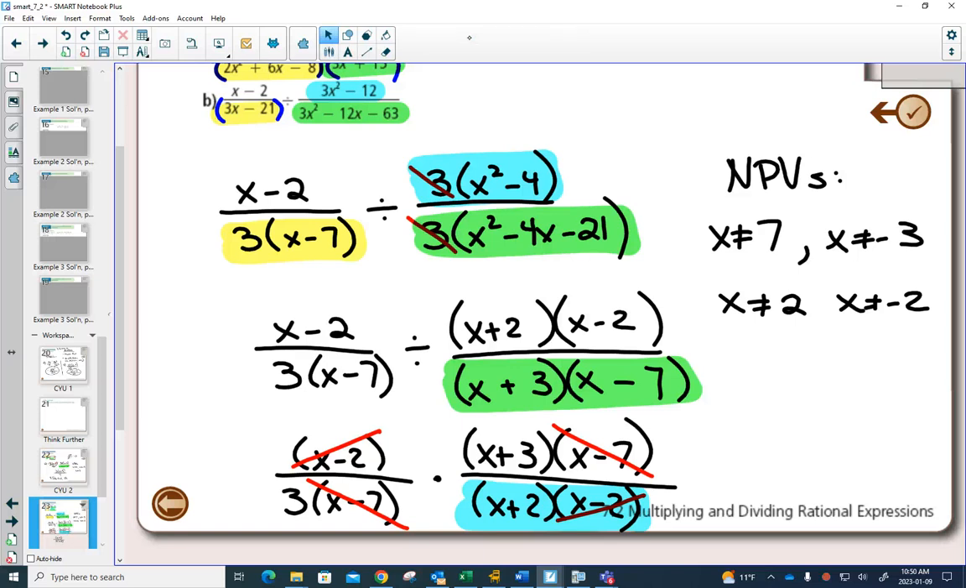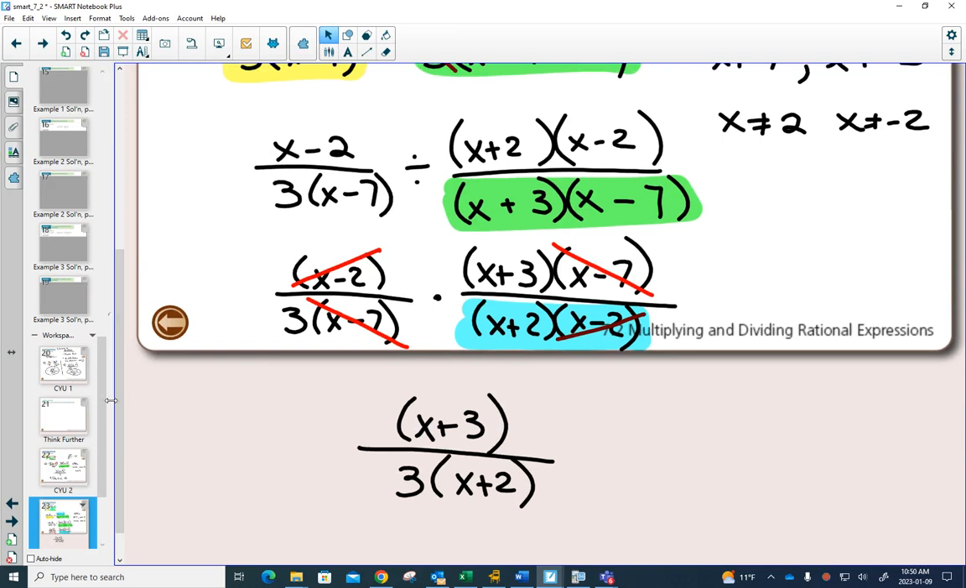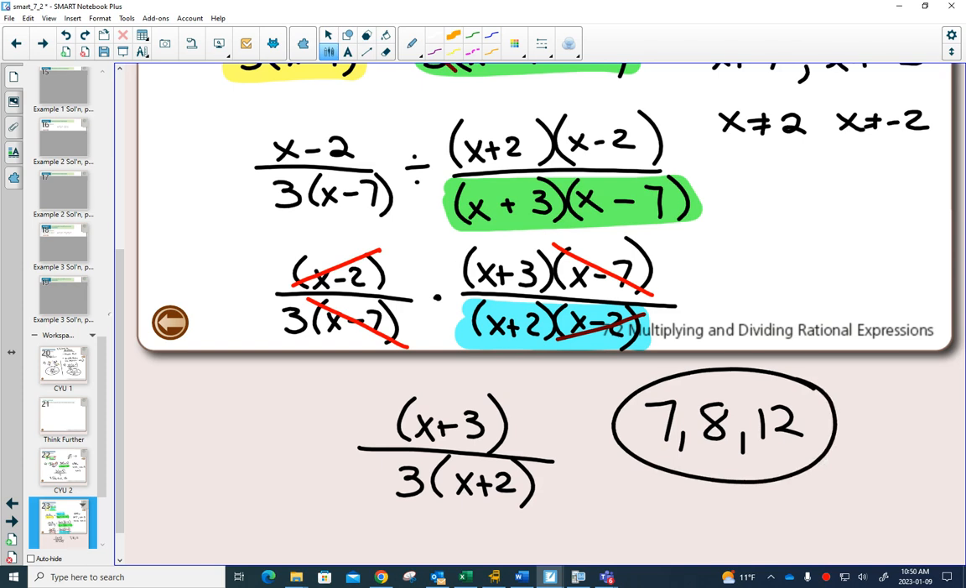Take your time, factor everything completely first. Then, I like color coding things, it can be helpful. Get different colors, highlighters, that can help you. But this one simplifies completely to be x plus 3 over 3 times x plus 2. So, questions for this one are 7, 8, and 12. And these ones are more typical, like on a test, I'm going to get you to factor. Okay?